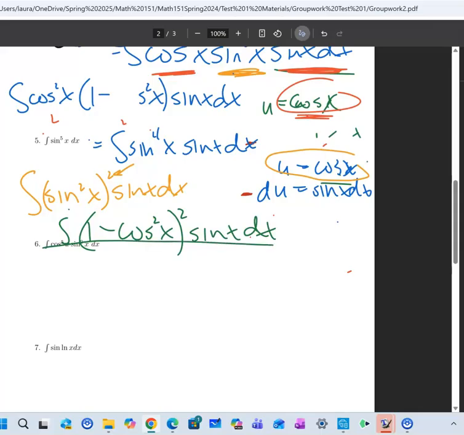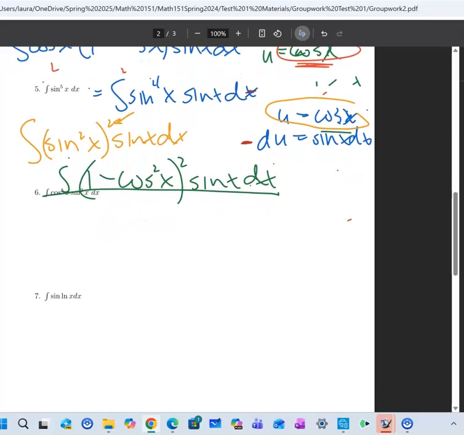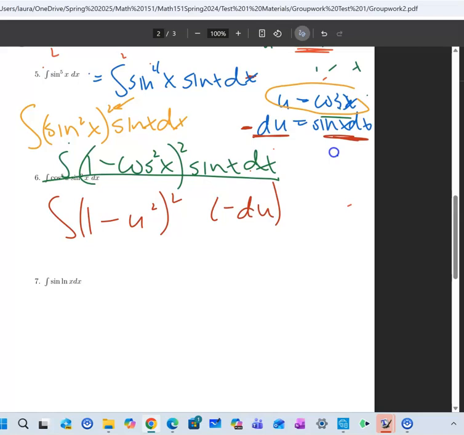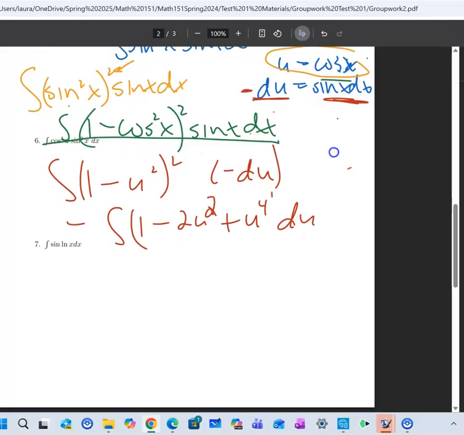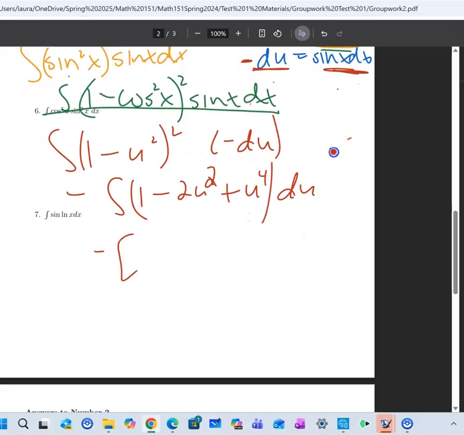So notice I have all x's. Now I'm going to go all u's. So take out sine x dx and put in a negative du. And then I'm going to put a 1 minus u squared squared. And so now I'm going to take that negative on the outside, multiply this out, minus 2u squared plus u to the 4th, and then finally take the antiderivative. So that gives me u minus 2/3 u cubed plus 1/5 u to the 5th plus c.